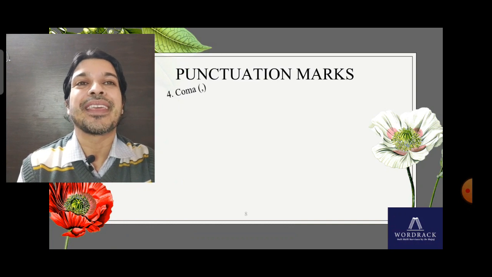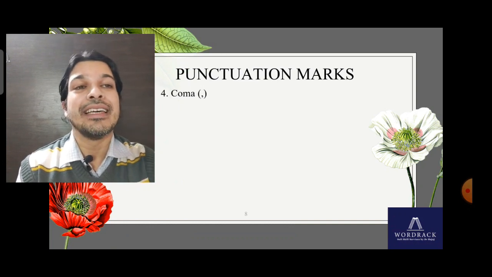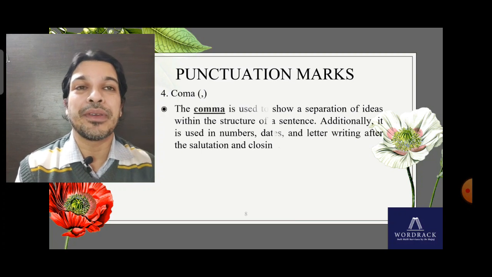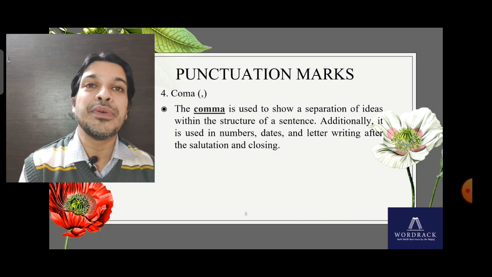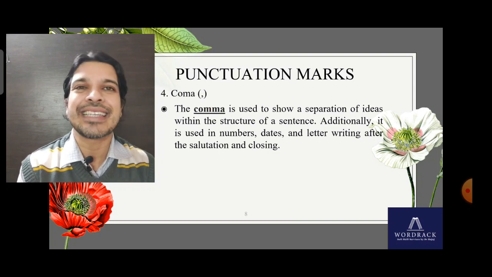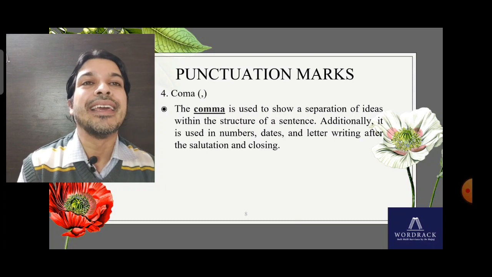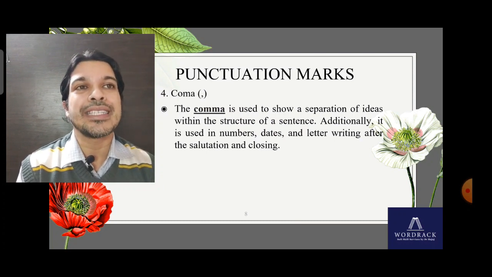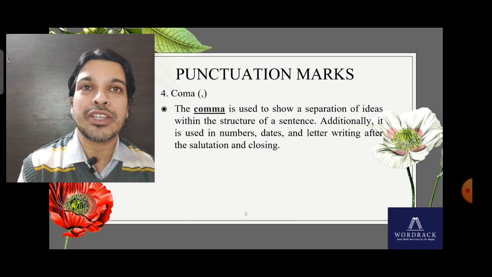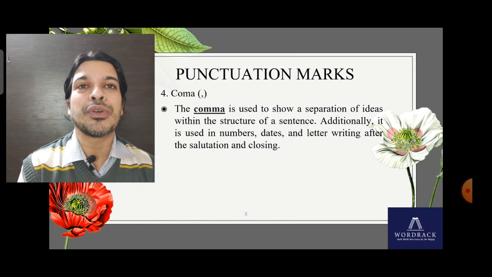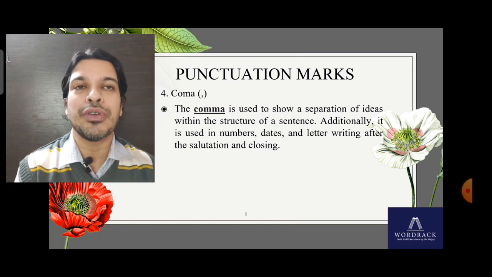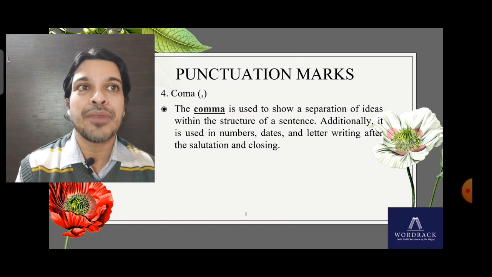Next up, comma. Now this is something which is very important, because there can be a lot of instances in which we use a comma in a wrong way. So let's discuss it very quickly. The comma is used to show a separation of ideas within the structure of the sentence. Kindly compare it with a full stop. Full stop was used to show that one complete thought unit is over. A comma is used to show separation between ideas within a sentence.